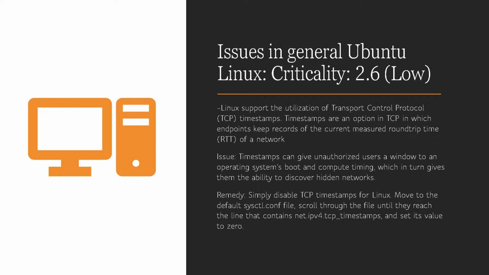But the problem is that they can give unauthorized users the ability to view an operating system's boot and computing time, which in turn gives them the ability to discover hidden networks. So to prevent this from happening, we need to simply disable TCP timestamps on Linux. We do that by moving to the sysctl.conf file and scrolling down until we find the line that contains net.ipv4.tcp_timestamps and setting that line's value to 0.